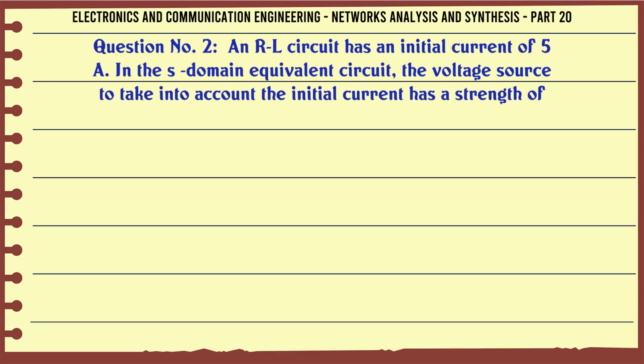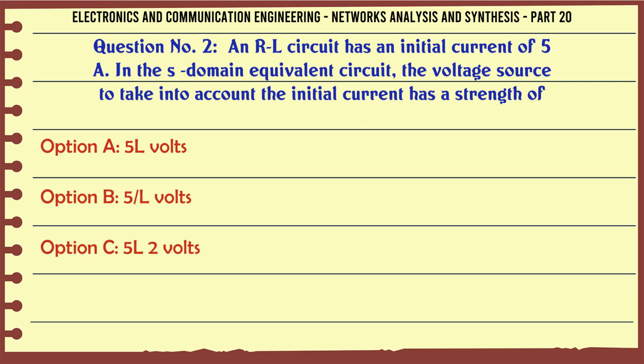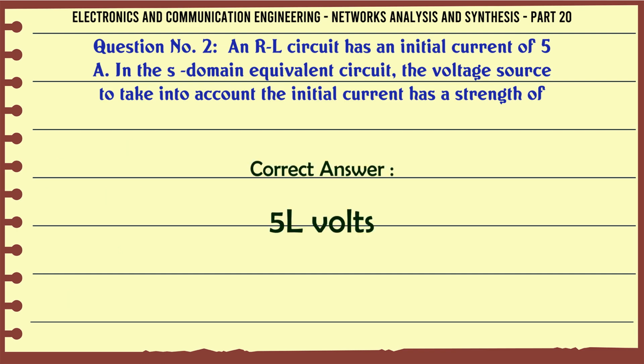An RL circuit has an initial current of 5A. In the S-domain equivalent circuit, the voltage source to take into account the initial current has a strength of: A. 5L volts, B. 5L volts, C. 5L² volts, D. 5L² volts. The correct answer is 5L volts.